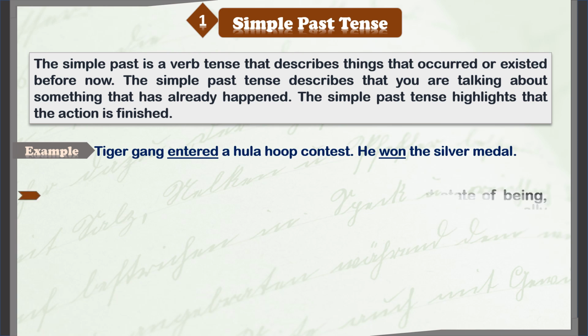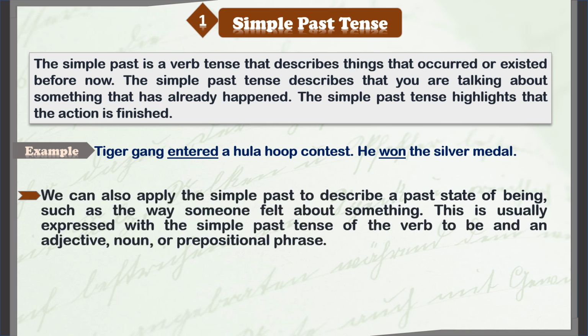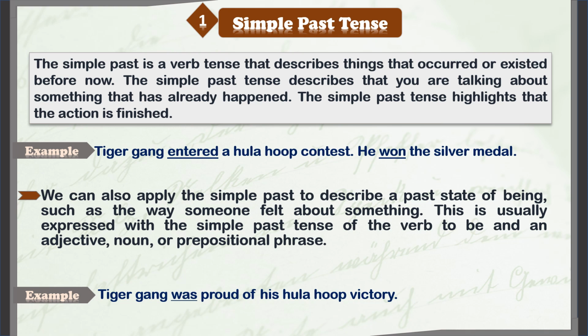We can also apply the simple past to describe a past state of being, such as the way someone felt about something. This is usually expressed with the simple past tense of the verb to be and an adjective, noun, or prepositional phrase. For example, Tiger Gang was proud of his hula hoop victory.